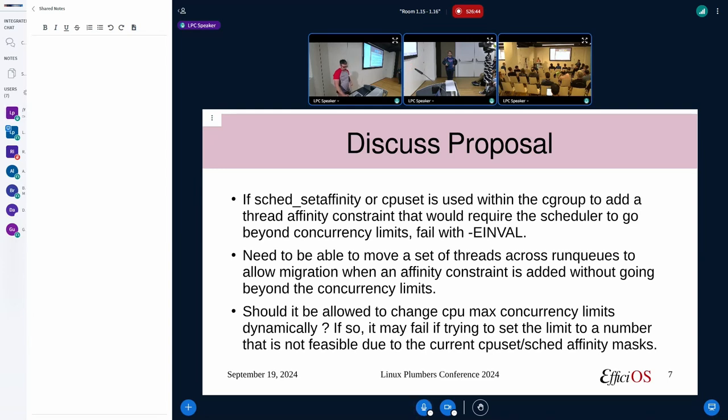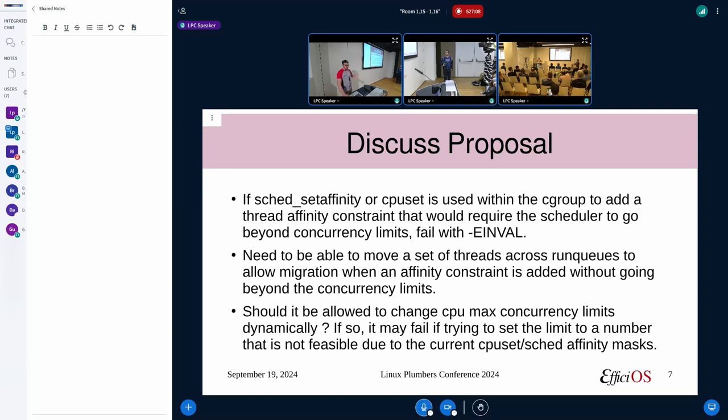So, yeah. Moving threads around between run queues might be tricky. I'd have to look at the details. But the idea is you don't want to temporarily go beyond your limits as you move the threads around. So we'd have to figure out a way to do this. I don't have a good handle on this yet.